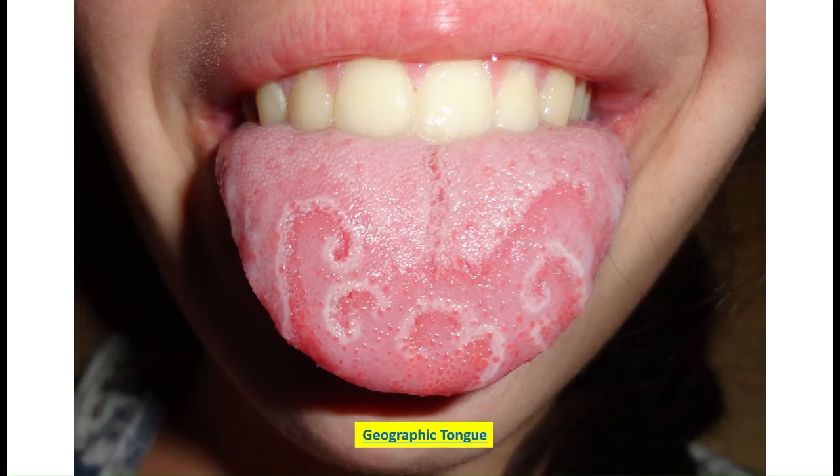Here is an image of what is called geographic tongue. It is certain areas of the tongue that get inflamed, and then it spreads in a fashion described as geographic. This is an inflammatory condition of the tongue.